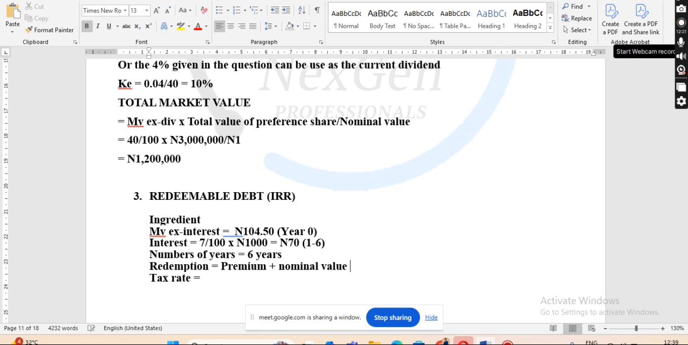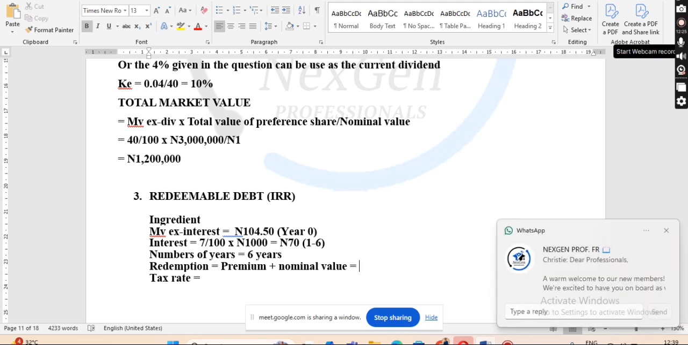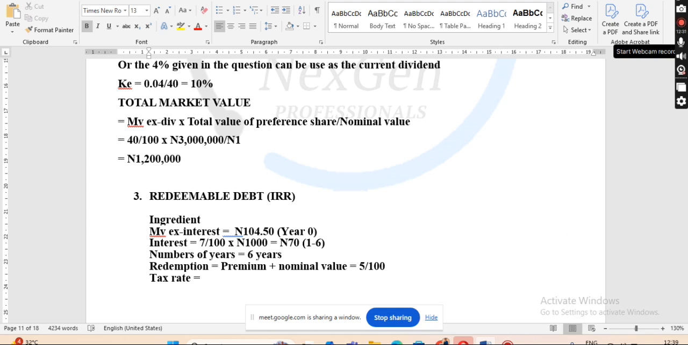Class, what is the premium? The premium is what? 5%. Is that not so? Which is 5 divided by 100. Is that not so? What is the nominal value? The nominal value is 1,000. 1,000, class. 1,000, right?